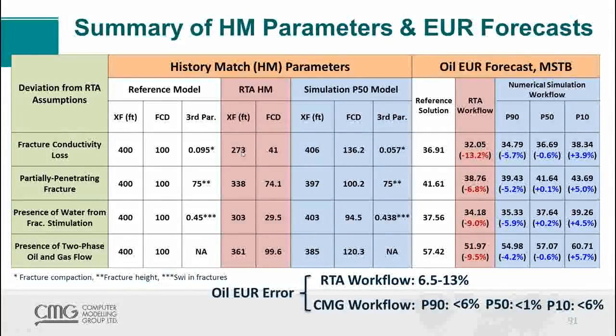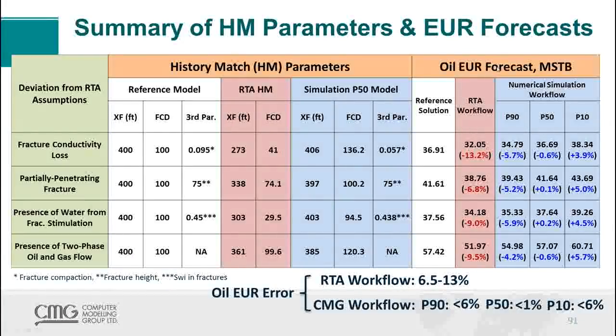Like for the fracture conductivity loss, the RTA method, even though it was a good rate match, comes up with a fracture half-length of 273 feet versus the reference case of 400. Whereas if we look at the simulation P50 model, the fracture half-length is 406 versus 400. And this is pretty consistent behavior for all the scenarios. The numerical model gives you much closer matches to the correct reservoir parameters than the RTA technique does, because the RTA technique is trying to adjust for physics that it doesn't have.